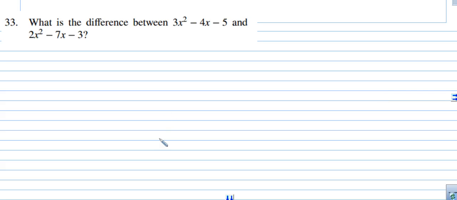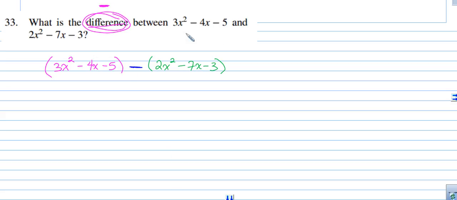And our last and final question says, what is the difference between 3x squared minus 4x minus 5 and 2x squared minus 7x minus 3? Difference is one of those special words that means subtraction. So we're going to take 3x squared minus 4x minus 5, all of that, and we're going to subtract the 2x squared minus 7x minus 3. Now notice how I put both of these in parentheses, because you want to make sure you're subtracting this whole thing by this whole thing. And it's going to help us with our signs later.